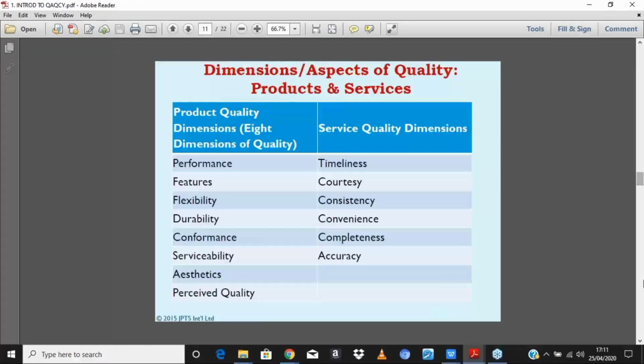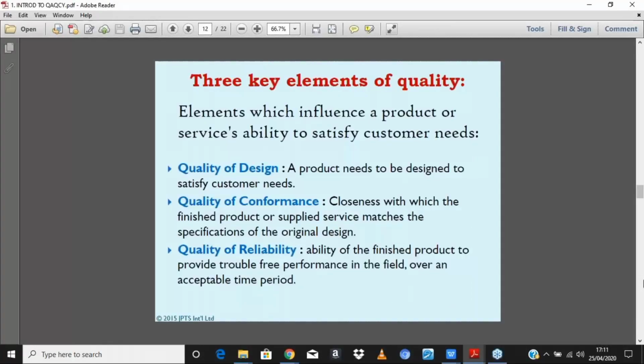Okay, so let's move on. The key elements in quality are what we call quality of design, quality of conformance, and quality of reliability. These are the key elements in looking at quality.